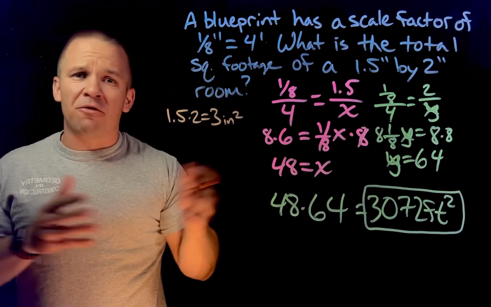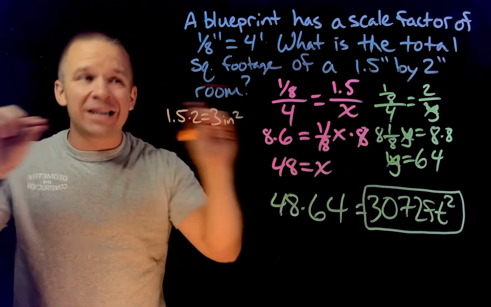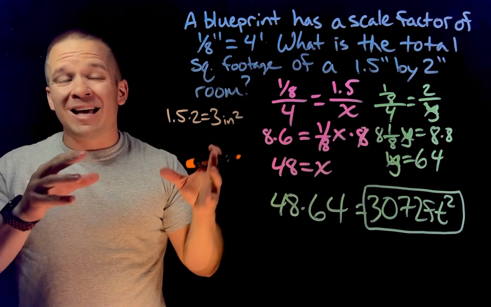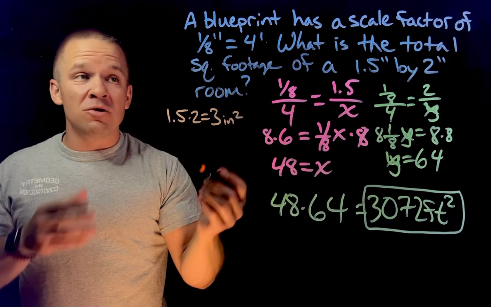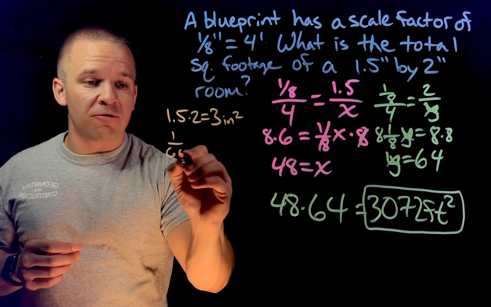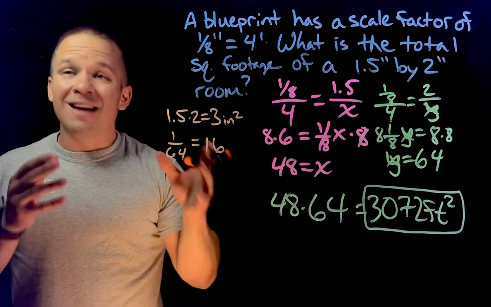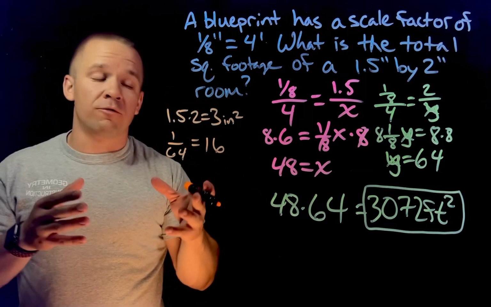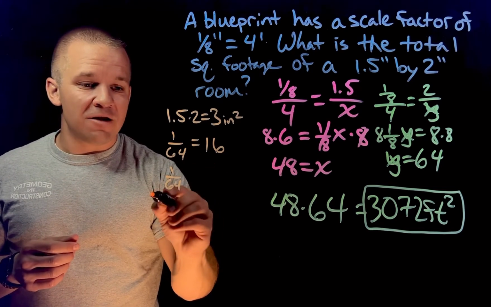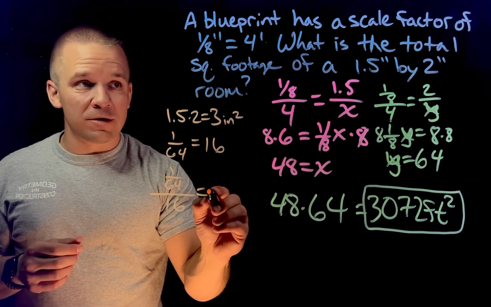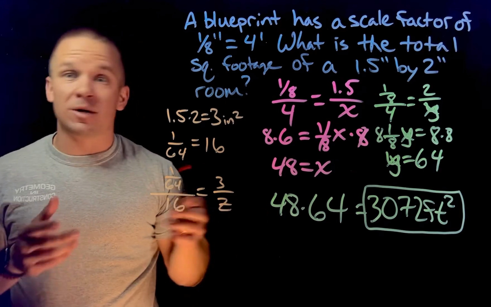Well, I still have my scale factor, right? But that's a scale factor for my linear dimensions. So if I wanted to make that into a scale factor for my area, I'd actually have to square both of these. So my new scale factor would be 1 over 64 is equal to 16. Now I can set up this proportion: 1 over 64 divided by 16 equals 3 over my unknown. I'm going to call this z now, since we got so many variables going on.